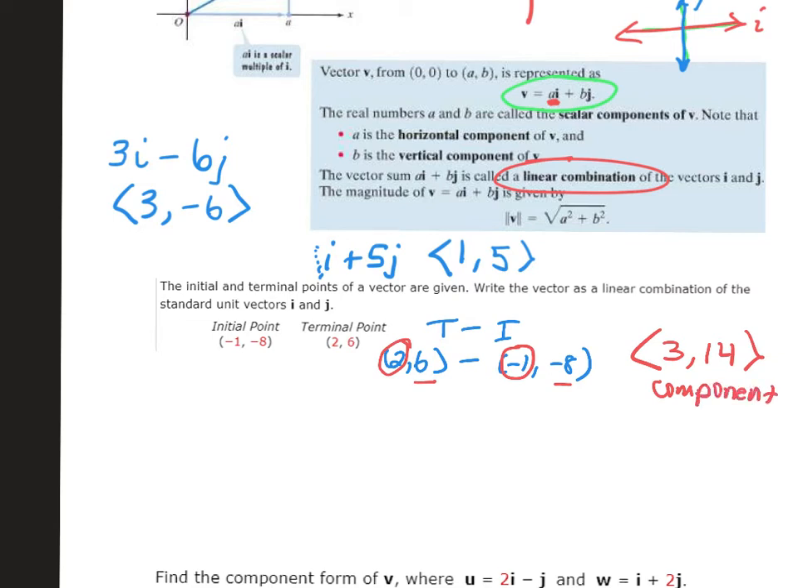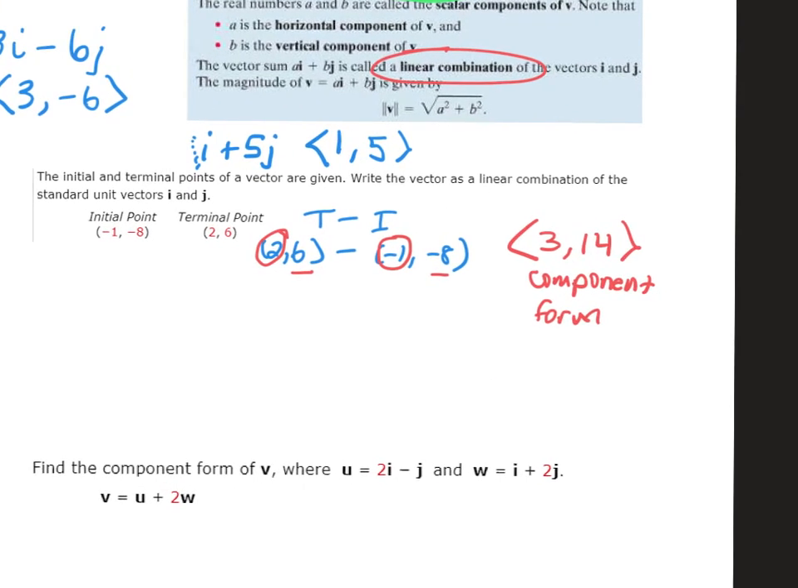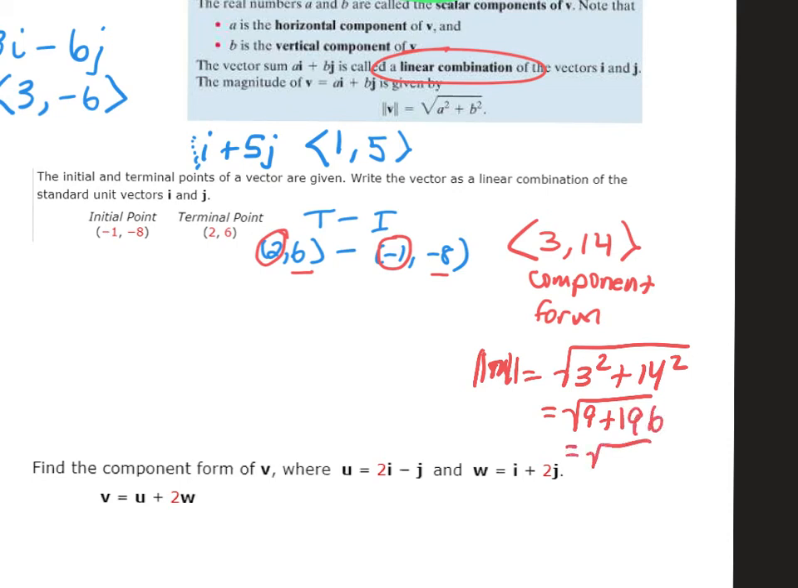If you guys were asked to find the magnitude for this, once you have it in component form, your magnitude would be 3 squared plus 14 squared. So 9 plus 196, which would give me the square root of 205. That would be your length. You'd break it down if you could.